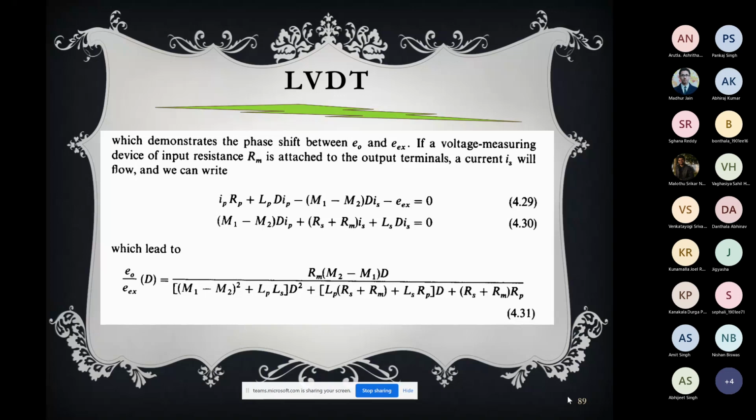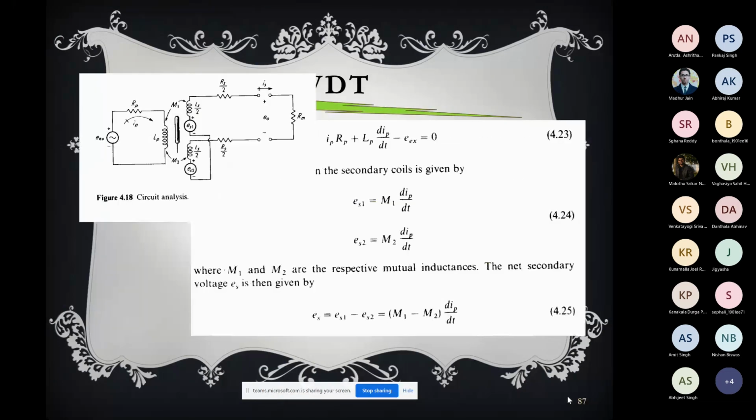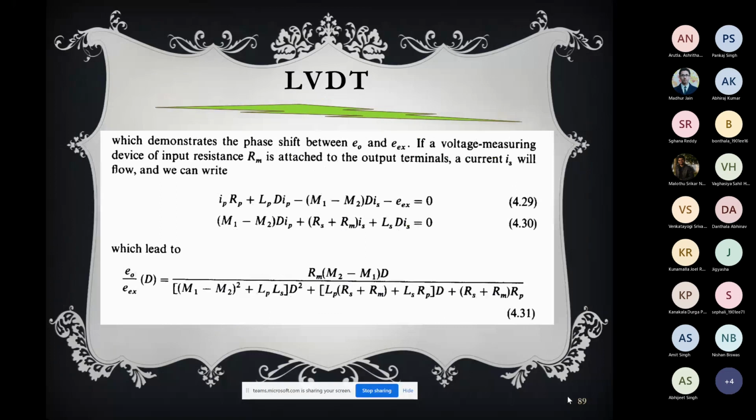Now if we assume a practical scenario where the resistance of the voltmeter or the voltage measuring device cannot be infinite, say its resistance is Rm. So due to finite Rm, Is current, you see this one here, will flow. Earlier Is current was not flowing, but due to this, Is current will flow through it. Then what will happen if Is current flows?